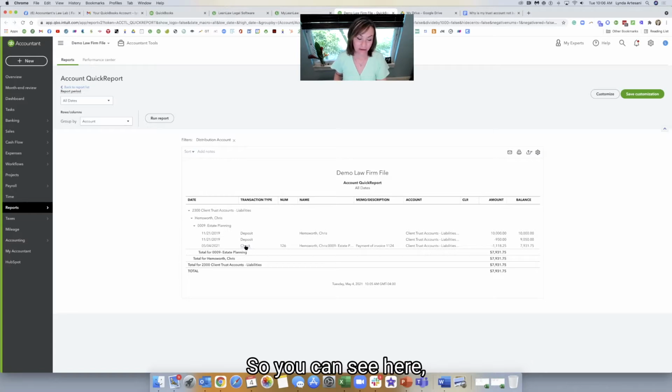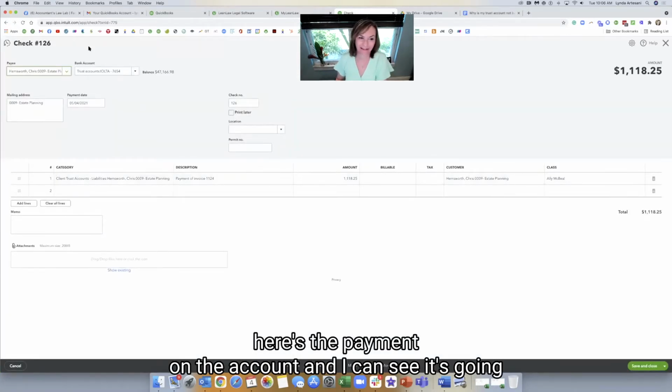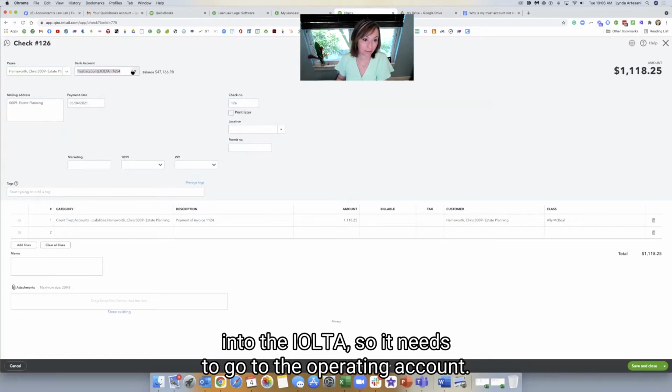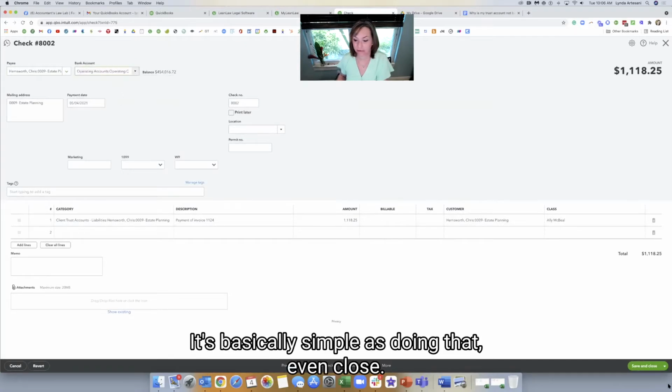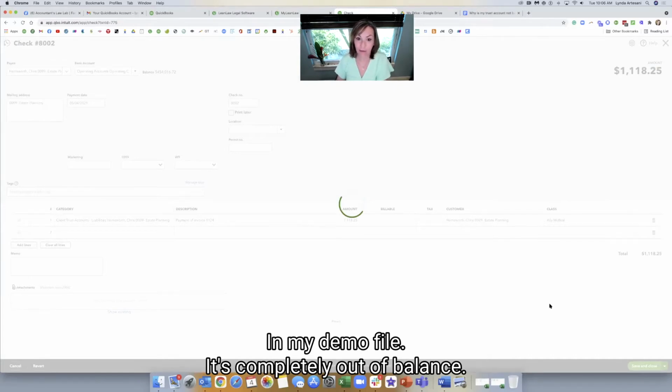So you can see here, here's the payment on the account, and I can see it's going into the IOLTA. So it needs to go to the operating account. It's basically as simple as doing that, save and close. But obviously, as you could see in this file, there's a lot of things wrong in my demo file. It's completely out of balance.